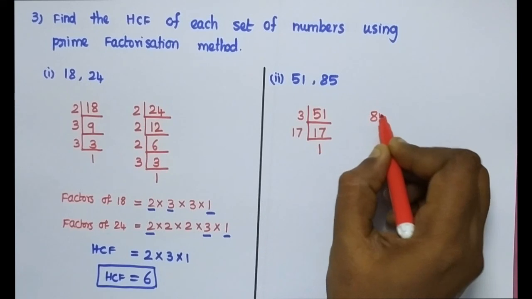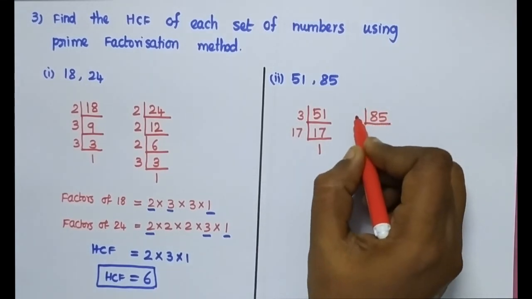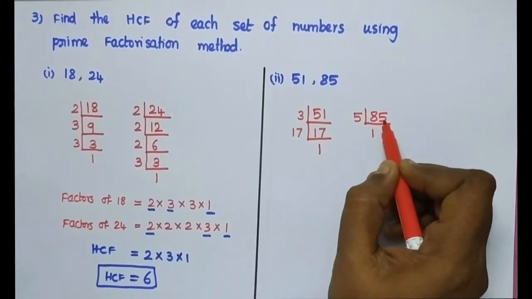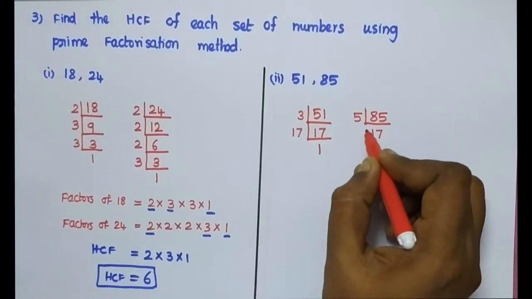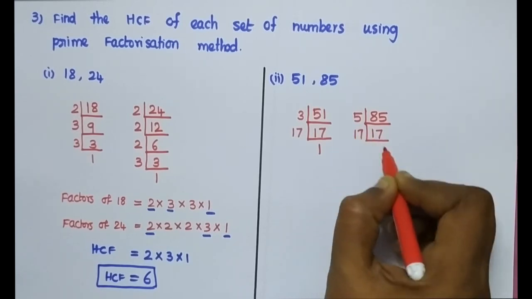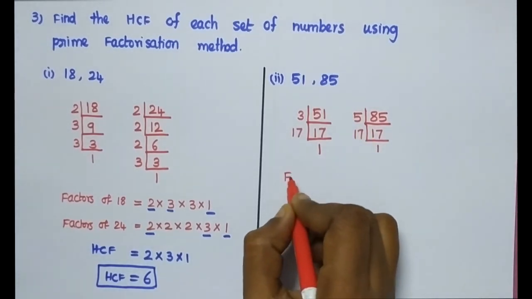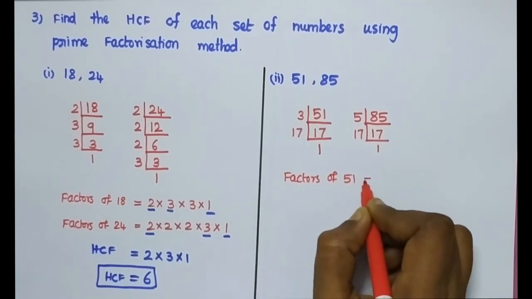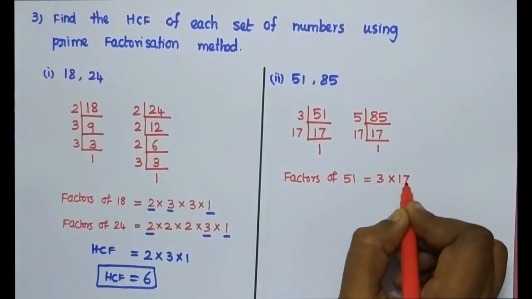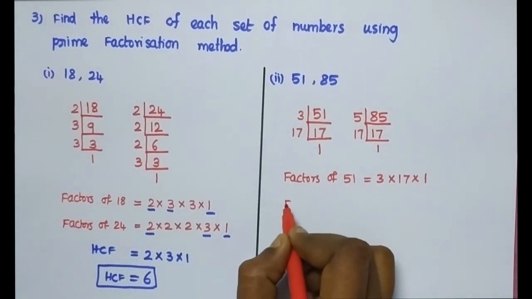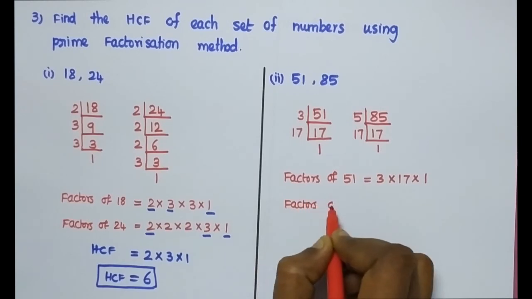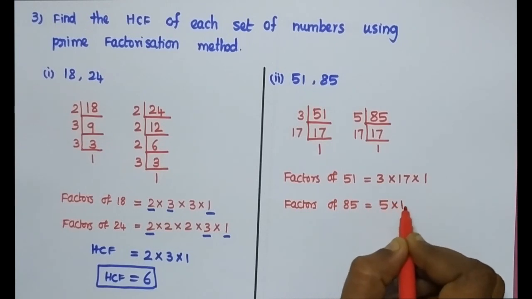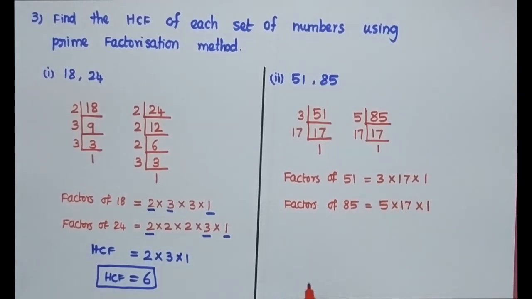And then 85 divisible by 5. 1 5 is 5. Balance 3. It becomes 35. That is 7 times. So 17. Now factors of 51 equal to 3 into 17 into 1. And then factors of 85 equal to 5 into 17 into 1.